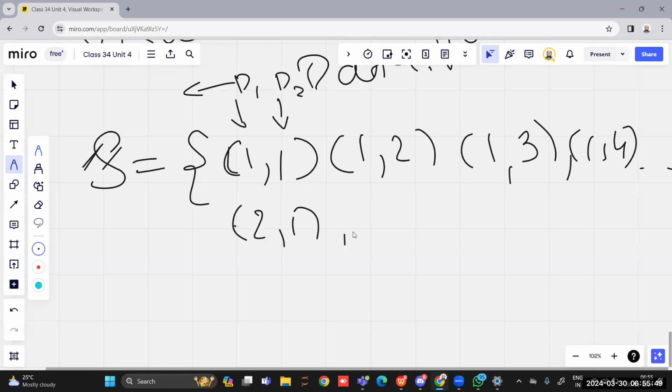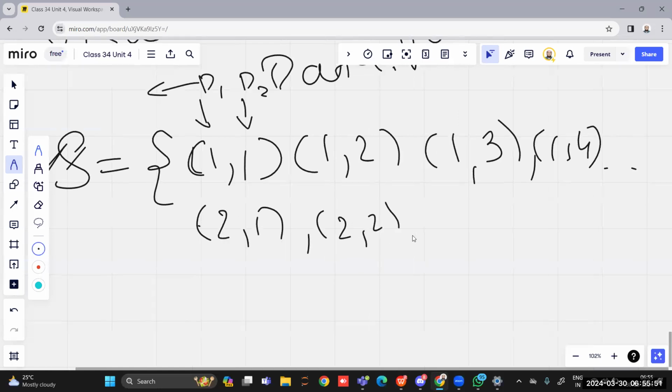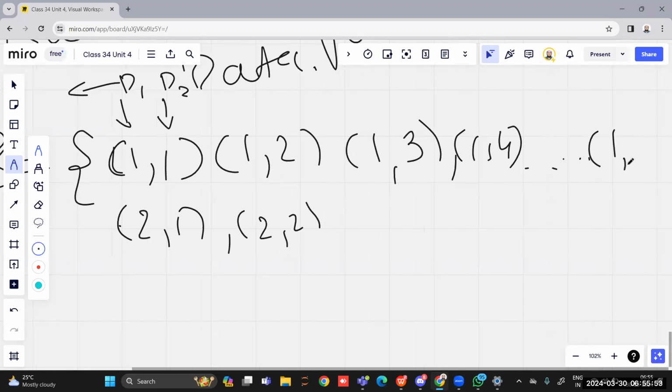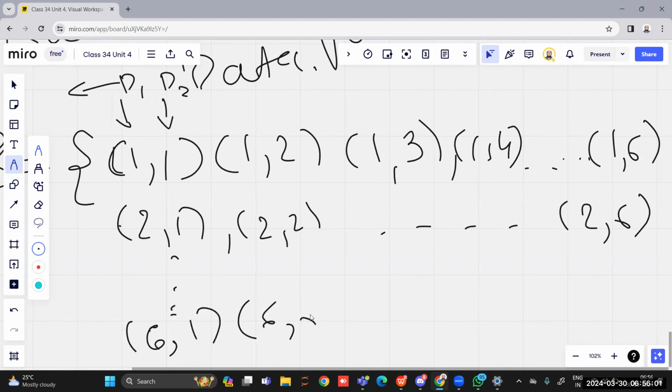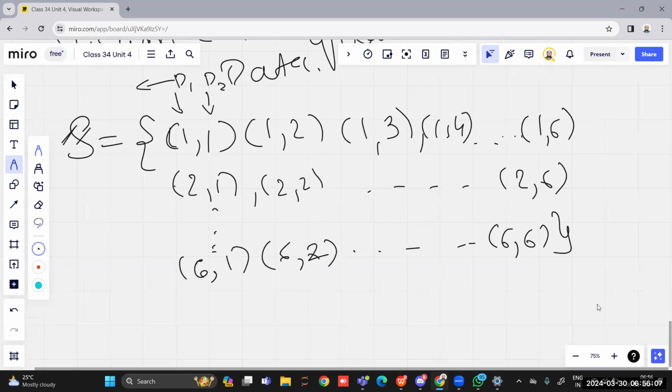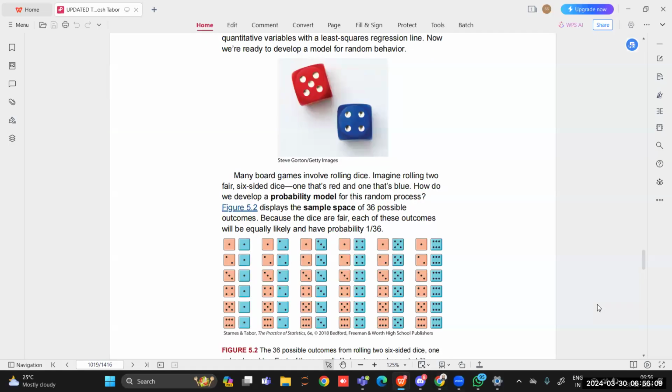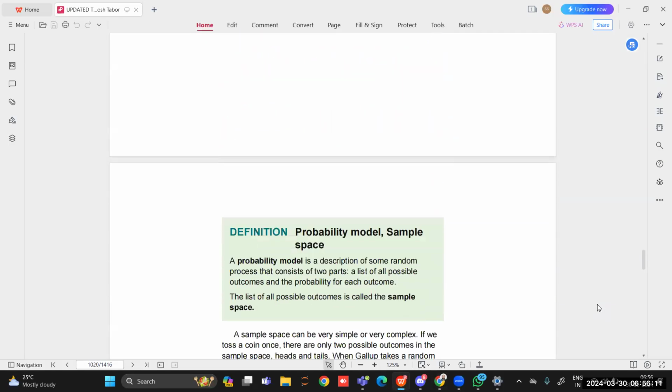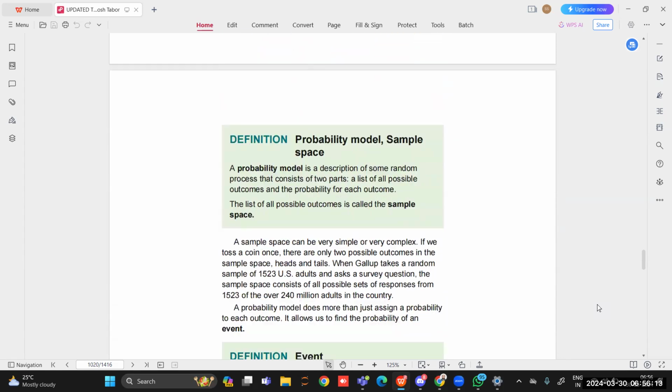So 2 1, 2 2, 1 6, 2 6, 6 1, 6 2, 6 6. That's it. That's all we can go on. We cannot go below it. We cannot go beyond it. That's the thing. So, probability model and sample space.